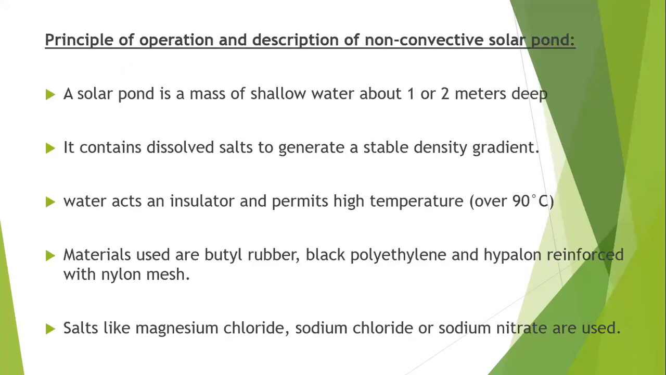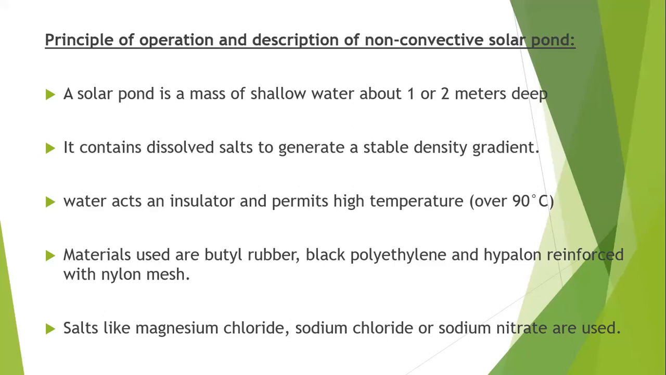This is the principle of operation and description of non-convective solar pond. Actually, a solar pond is a mass of shallow water of about 1 to 2 meters depth only. So, with a large collection area, it acts as a heat trap. 1 to 2 meters means it is a low depth. If you have a large collection area, it acts as a heat trap.